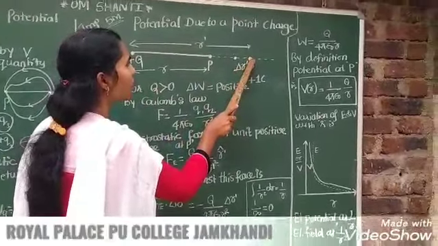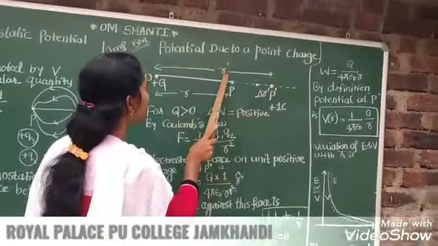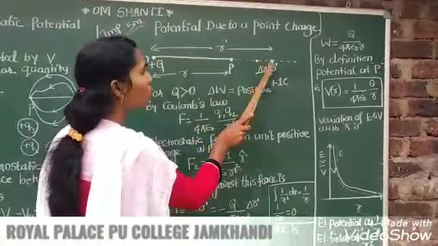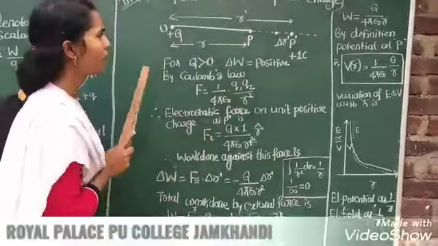P dash is an intermediate point. At what distance? r dash. From where? From O, that is the origin, right?